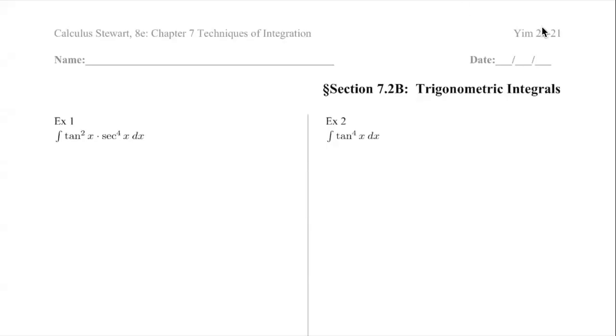Calculus lesson 7.2, trigonometric integrals. This is part B actually, so we'll be focusing mostly on tangent and secant x, right? So what is the relationship between tangent x and secant x? We know that tangent squared x plus 1 is secant squared x. So we care about the even things.